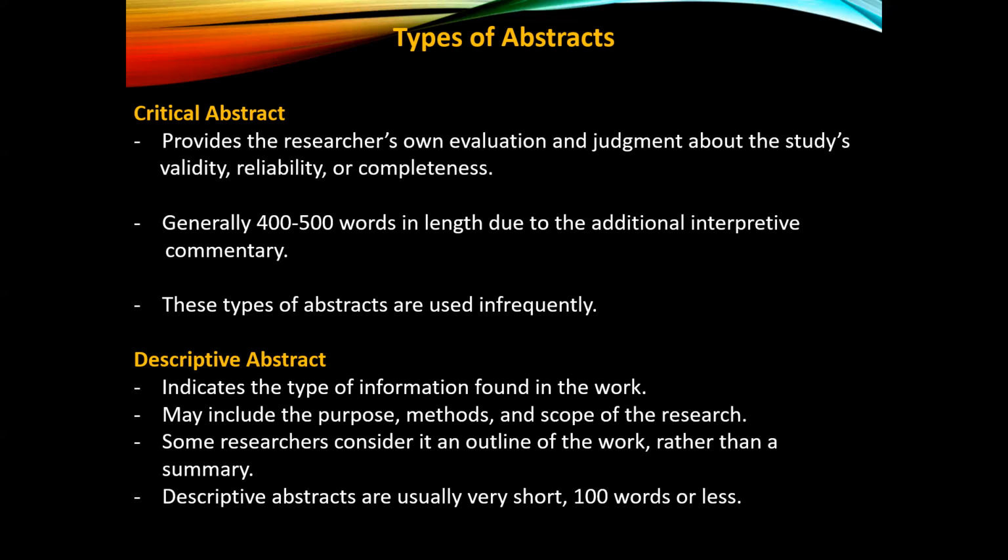Descriptive abstracts mainly indicate the type of information found in the work and might include the purpose, the methodology, and the scope of the research, and that's it. The author stops at the end of the methods. The main purpose, sometimes the background, the scope, the aim, and the methodology, and that's it. Some researchers consider it an outline of the work rather than a summary of the work. Descriptive abstracts are usually very short, 100 words or less.